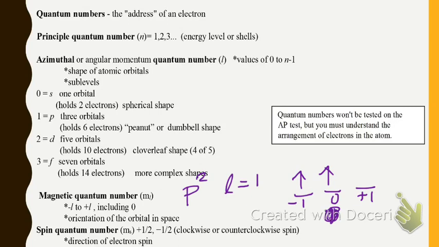Okay? And then the spin number is clockwise or counterclockwise, so if spinning up, it is a half, and spinning down is a negative half. But again, we're not tested over those, but I wanted to just show you that.